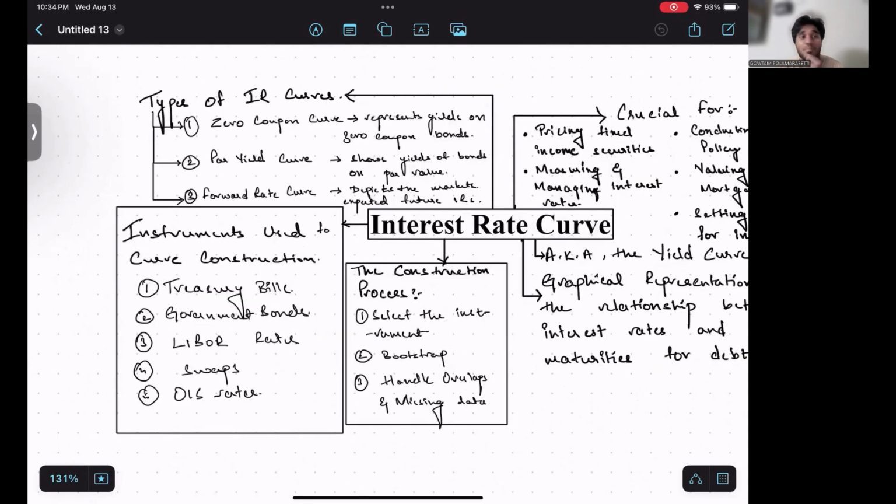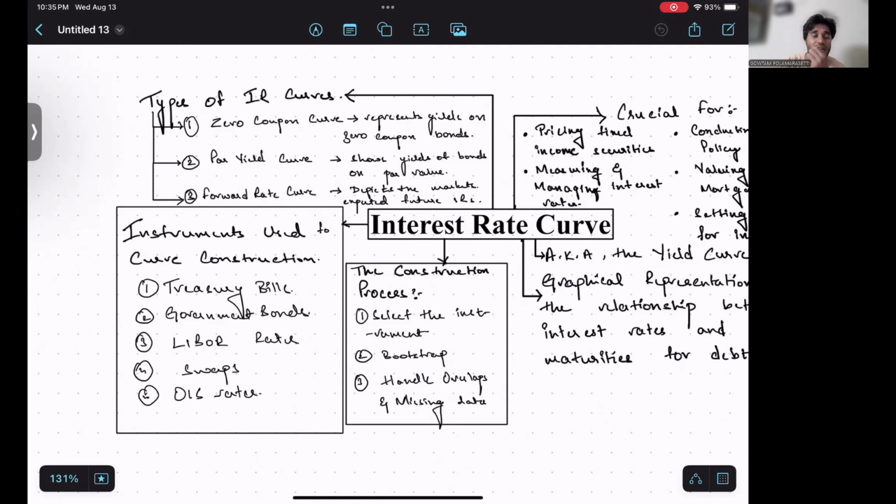Now that we understand the types of interest rate curves, let's look into building an interest rate curve. To build an interest rate curve, we rely on market instruments with known prices and yields. Common instruments include treasury bills. These are short-term government securities, so almost risk-free. The next ones are government bonds. These are longer-term fixed income securities issued by the government.